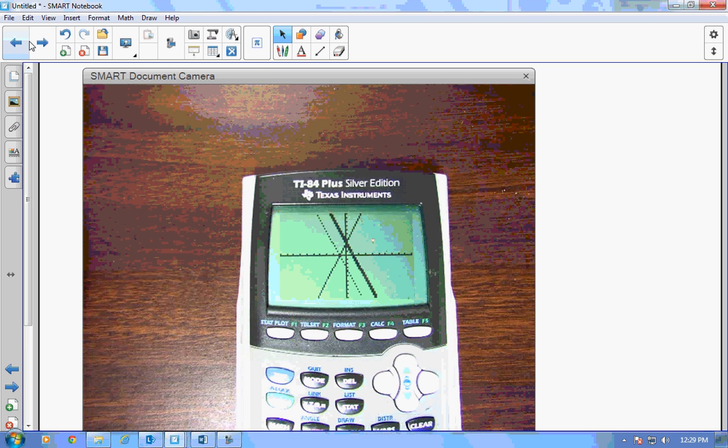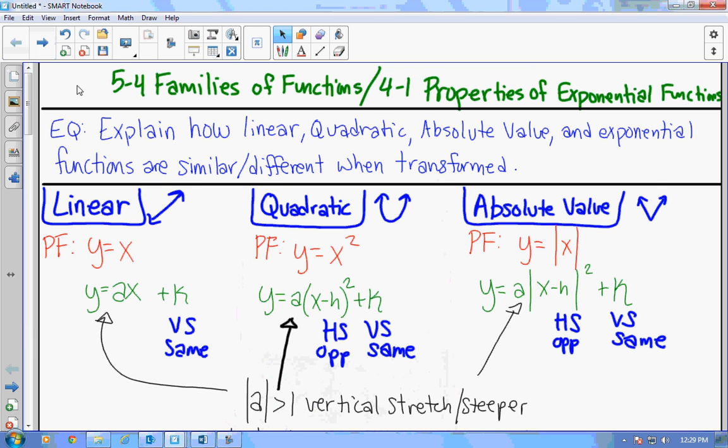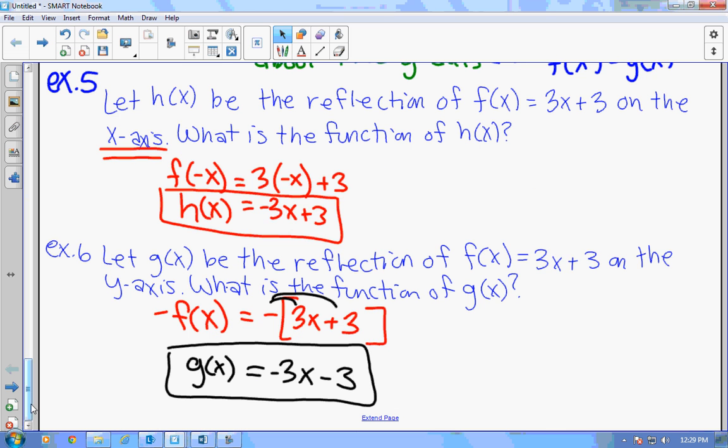Okay. I don't think we're going to hit the exponentials today, even though it was just like one example, but I think that's plenty.